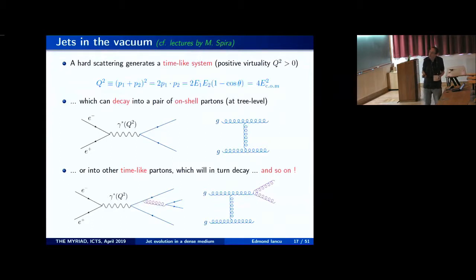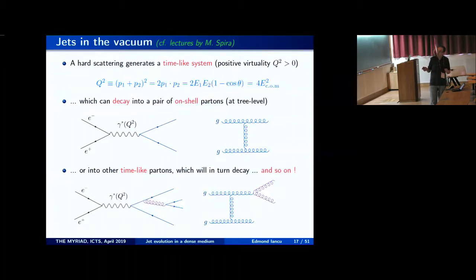It can decay. Of course, it can decay, first of all, into a pair of on-shell partons. There is no contradiction. A time-like system can decay into on-shell partons. This is what we do in leading order pQCD. So, to leading order, e+ e- annihilation gives a virtual photon, which is time-like, and which decays into an on-shell quark and anti-quark. Of course, on-shell quarks and anti-quarks don't exist, so for sure there would be radiation. But let's stay at the pQCD level, where they do exist. And similarly, gluon-gluon scattering produces two on-shell gluons.